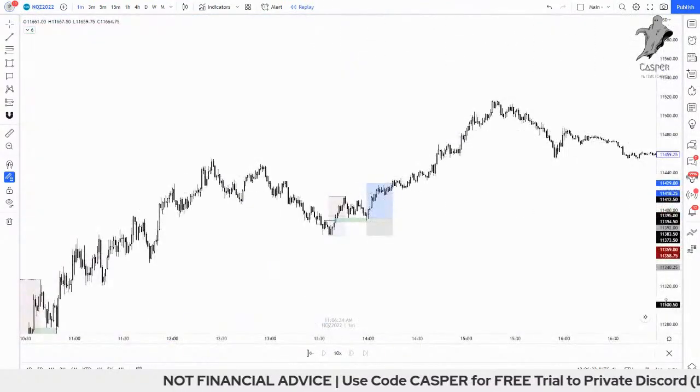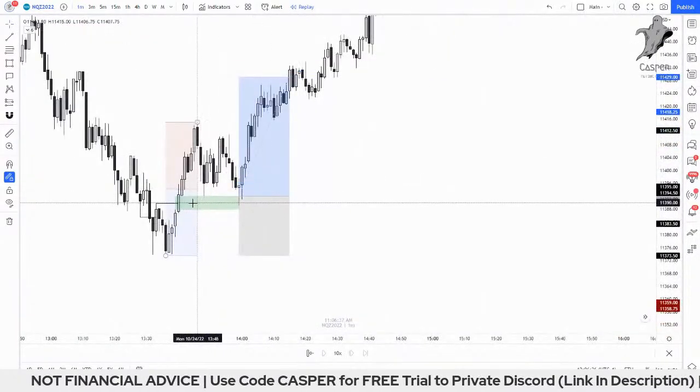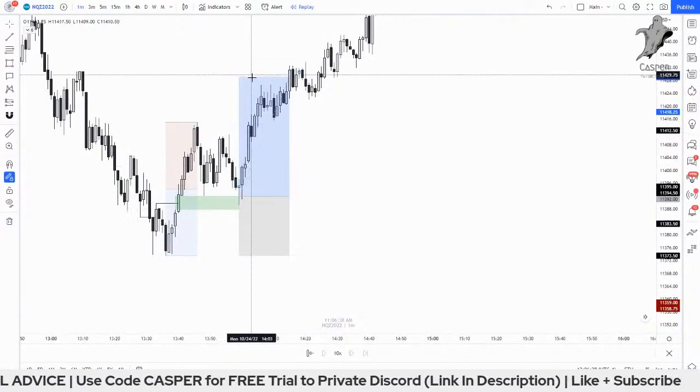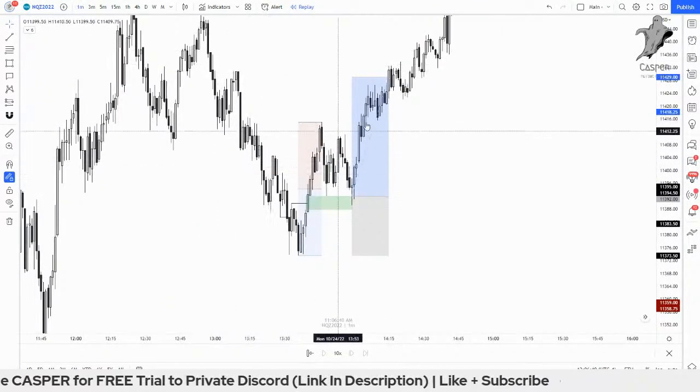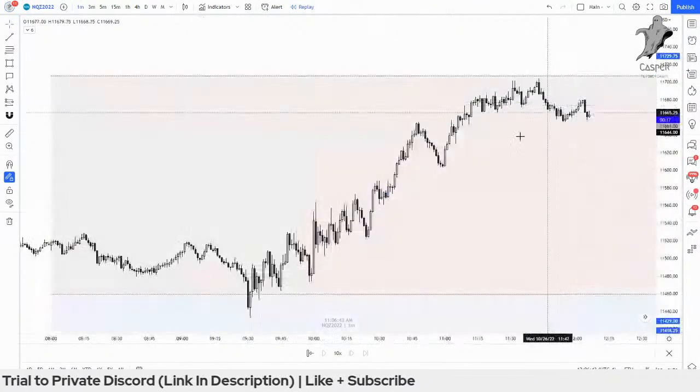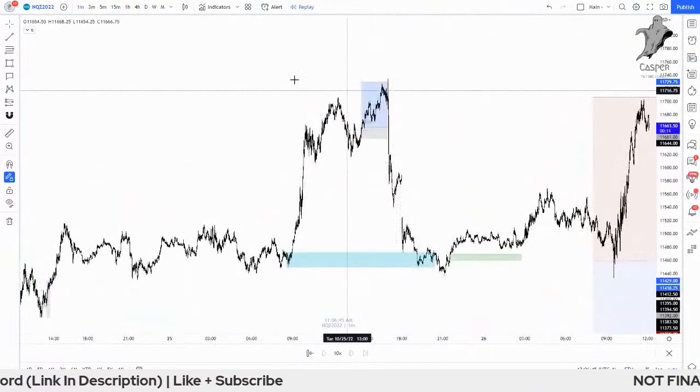But in this instance, I did what I knew I was supposed to do, took the trade, and this was a different model, of course, but I took the trade, worked out nicely. But today seems like that did not happen, obviously.